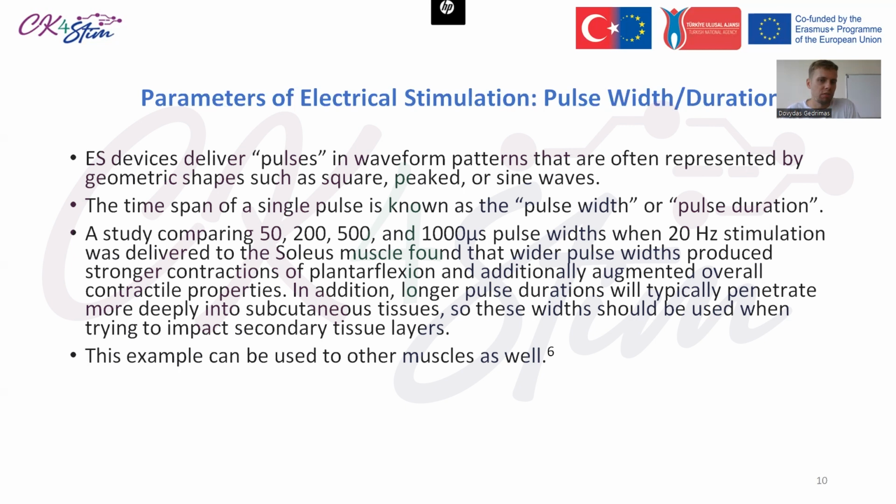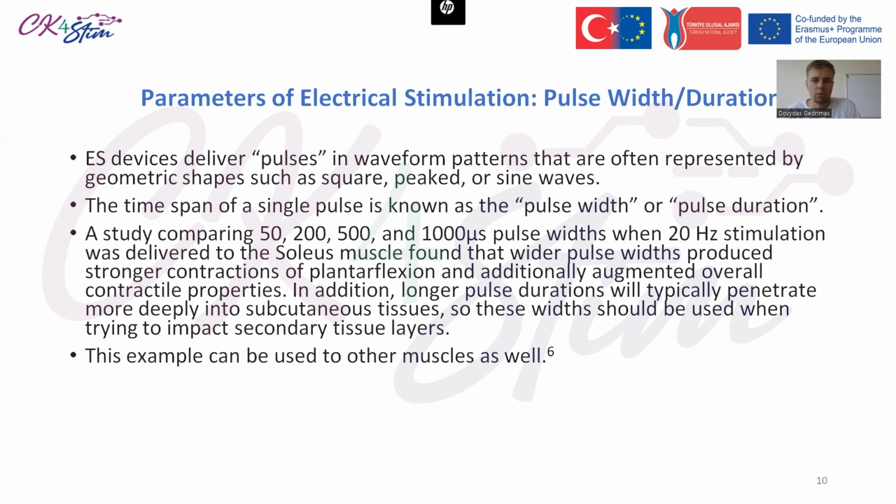A study comparing 50, 200, 500, and 1000 microseconds pulse width, when 20 Hz stimulation was delivered to the soleus muscle, found that the wider pulse width produced stronger contractions of plantar flexion and additionally augmented overall contractile properties. In addition, longer pulse durations will typically penetrate more deeply into subcutaneous tissues, so these widths should be used when trying to impact secondary tissue layers. This example can be used for other muscles as well.